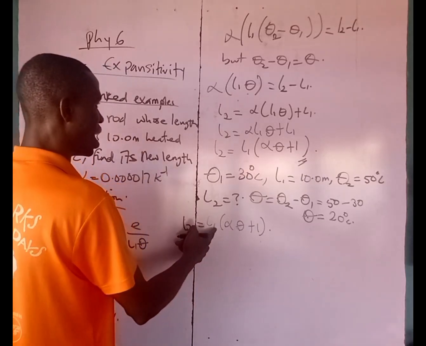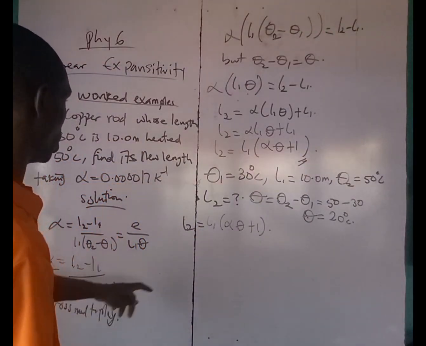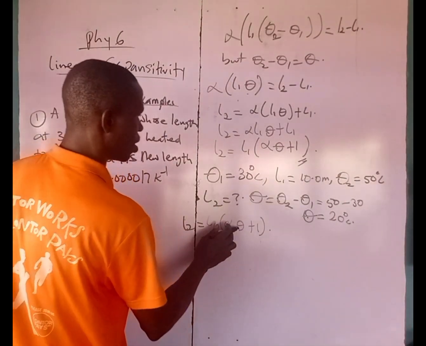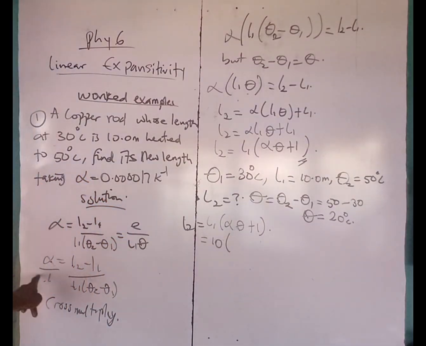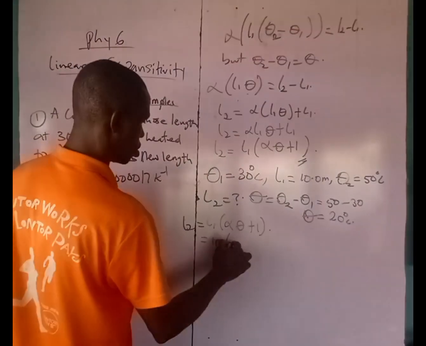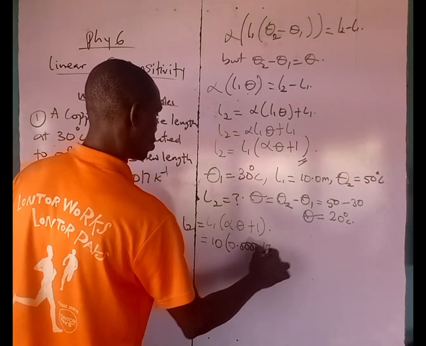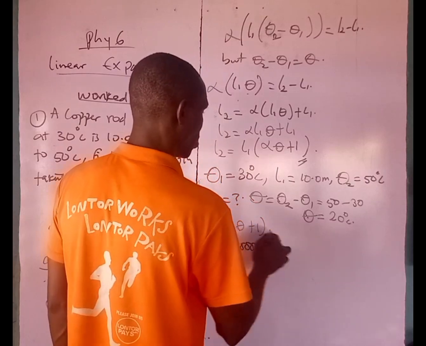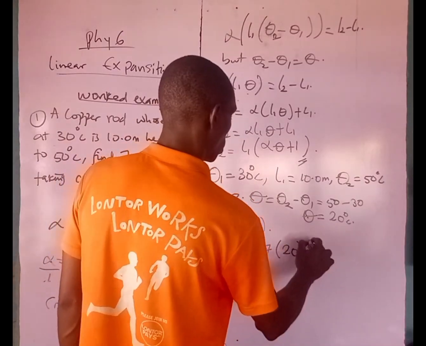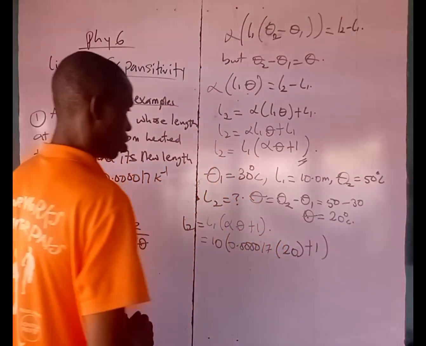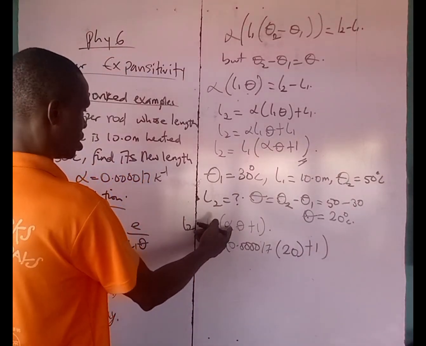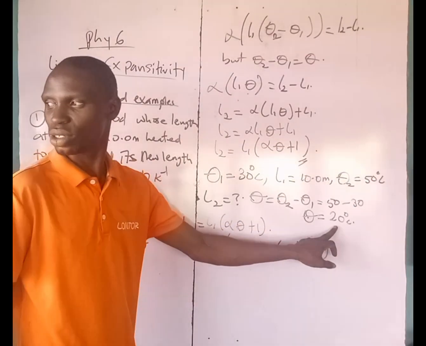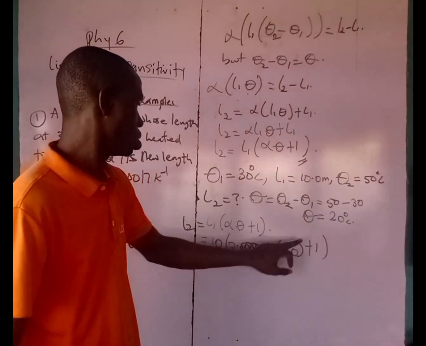So let's slot this into this and slot in what we have. Okay. So we are told that L1 is what? L1 is 10. Alpha, we are given alpha here to be 0.000017. Then times what's theta now? 20, plus 1. Alright. I hope you understand. This alpha is what we are given here. Theta is what we calculated, theta 2 minus theta 1. Then plus 1.